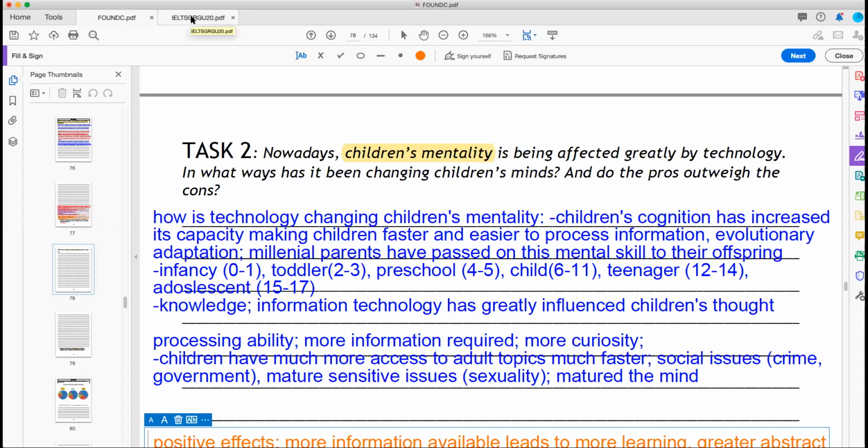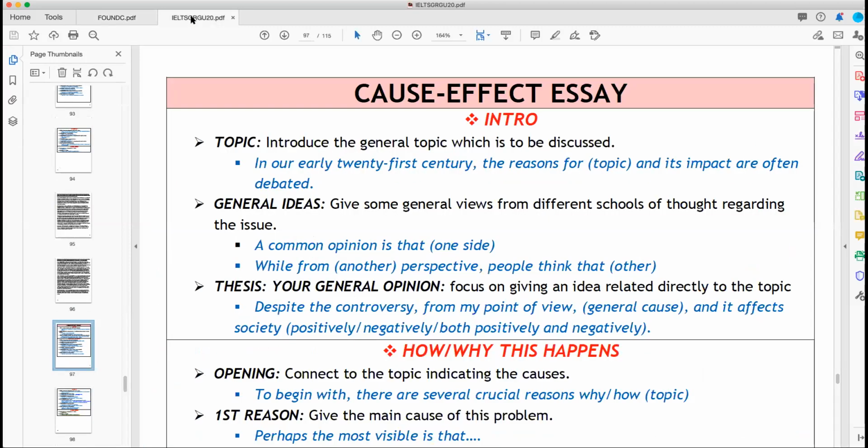So then in our grammar and guides book, that is a cause and effect essay structure, remember? We want to use that for structure. And well, we're going to be starting with our introduction.